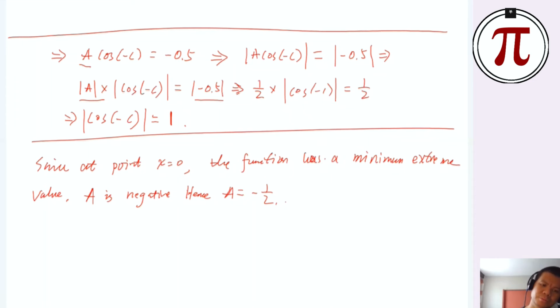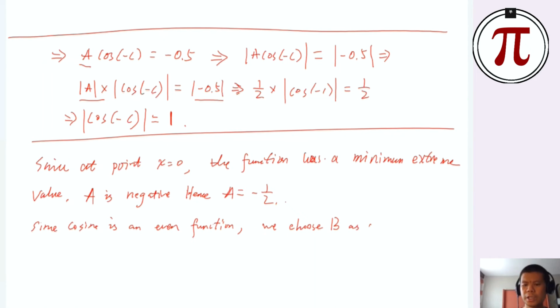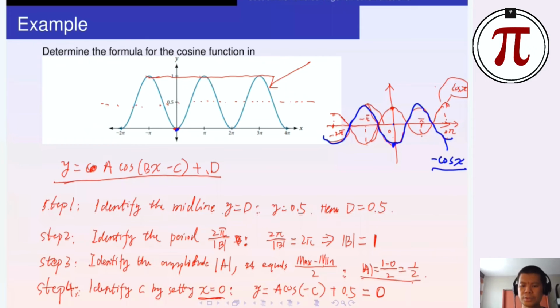Well, anyway, since cosine is an even function, we choose b as a positive value. b is going to be just 1. Once b equals 1, because absolute value equals 1, so we choose a positive one, right?